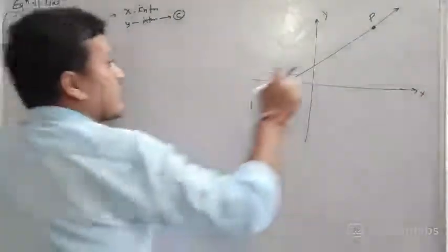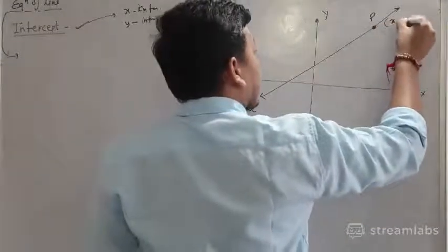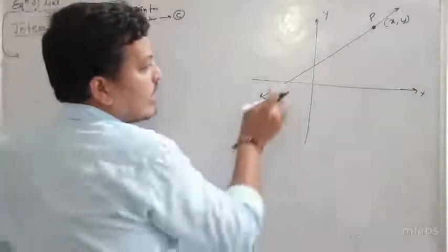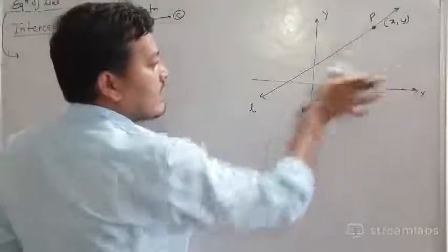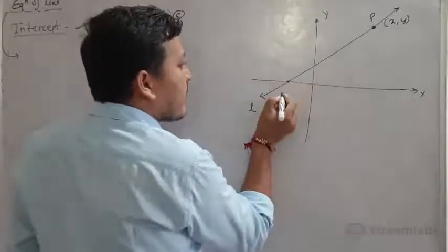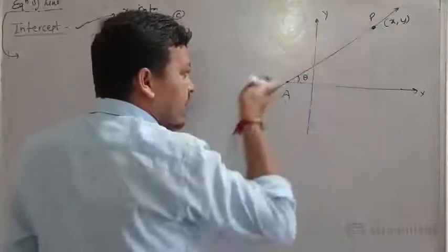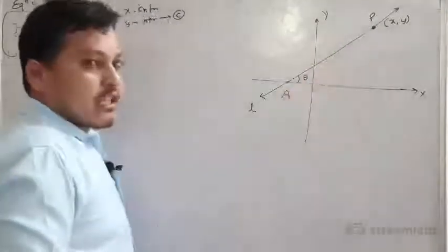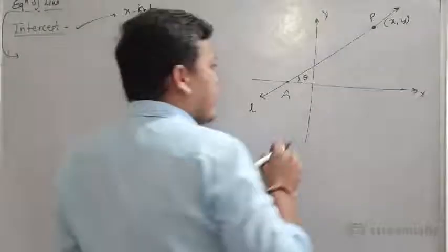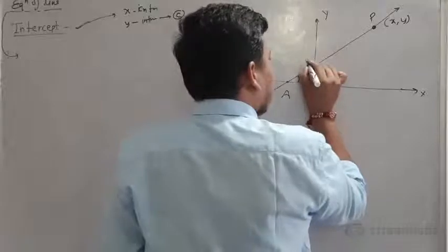Now listen here. Let this point be P and suppose the coordinate of this point is x comma y. This line is intersecting the x-axis at this position. Let this point be A, and the angle subtended by the line L at the x-axis is theta degrees. Now from this point, let this be Q.